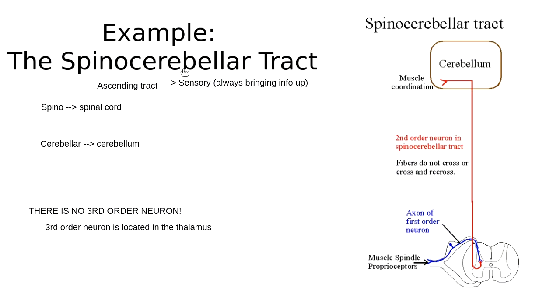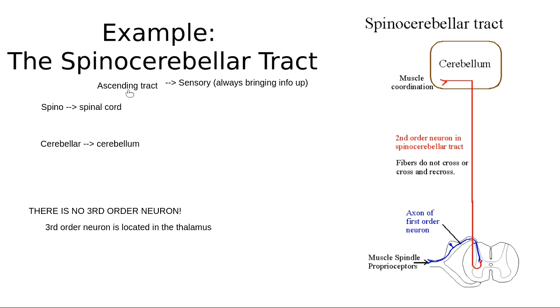So this particular ascending tract is a special case because there's only a first order and a second order neuron. There's no third order neuron, because remember, that third order neuron lived in the thalamus. Well, if I don't go to the thalamus, there's no third order neuron. So this one is different from the spinothalamic tract in that I don't have a third order neuron to sort that information out. However, I am still an ascending tract because I'm still going up.